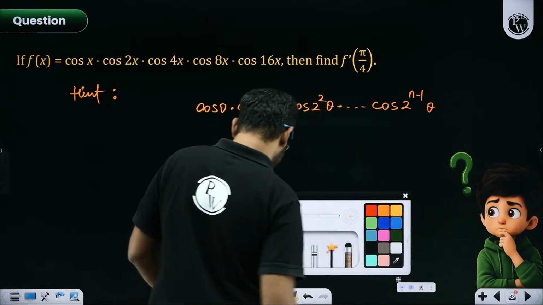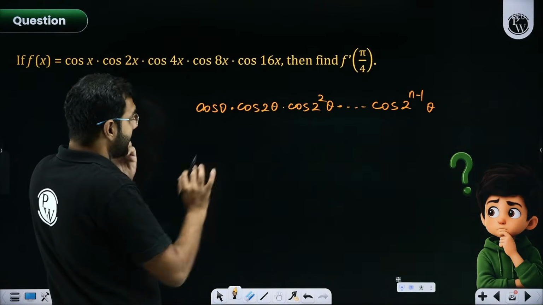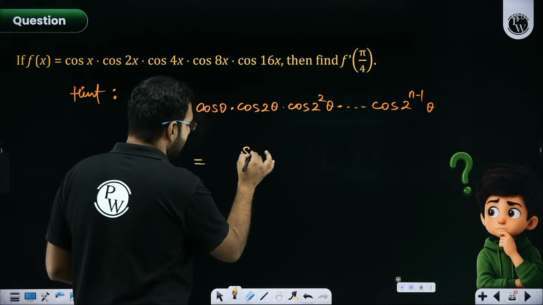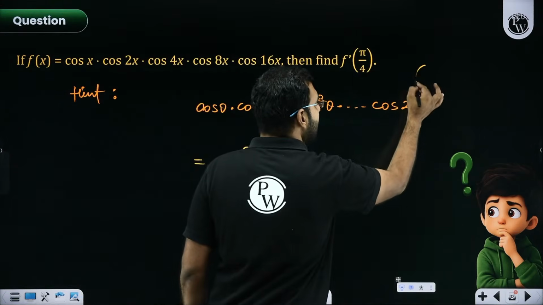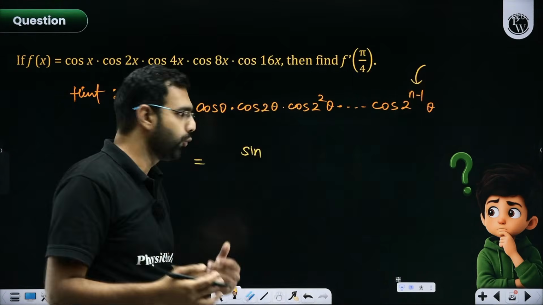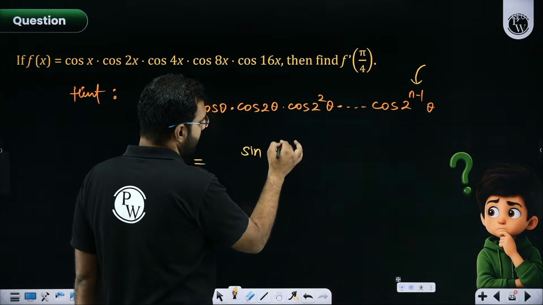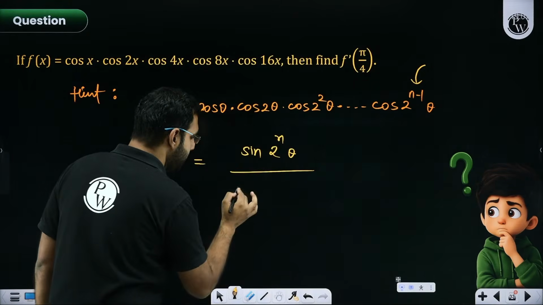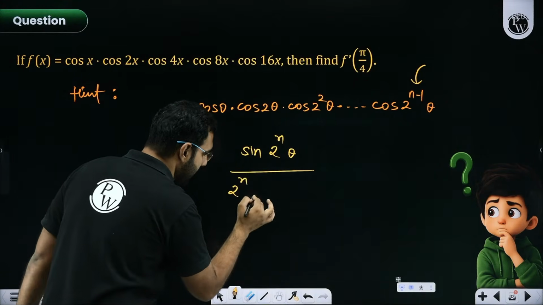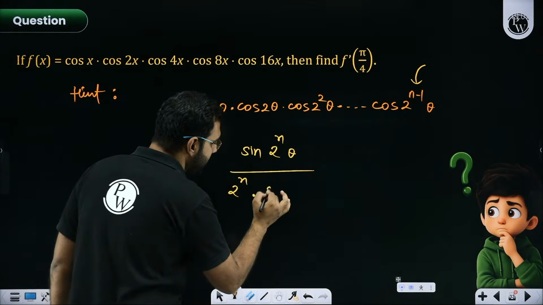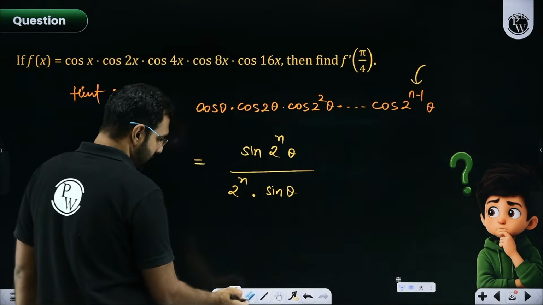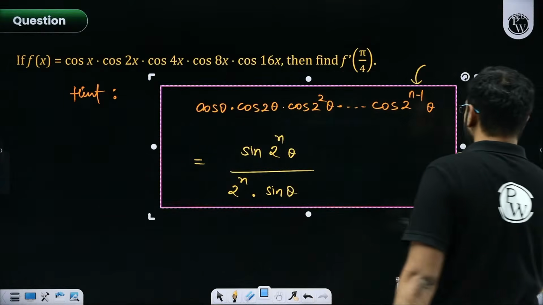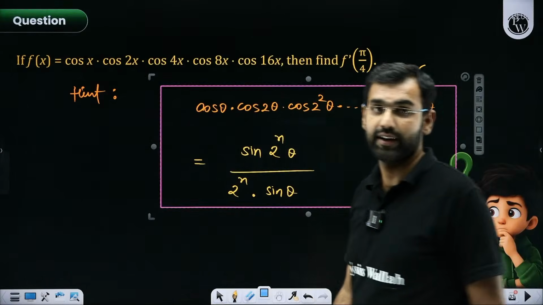So what you do is, if you keep doing it like this, you finally get a pattern which is sine of the last angle multiplied by 2. So this last angle when multiplied by 2 becomes 2 to the power n theta. In the denominator, whatever is the coefficient here, just append it and give it a sine theta. That's the identity which we have taught you in Trigo in 11th standard in Arjuna batch.